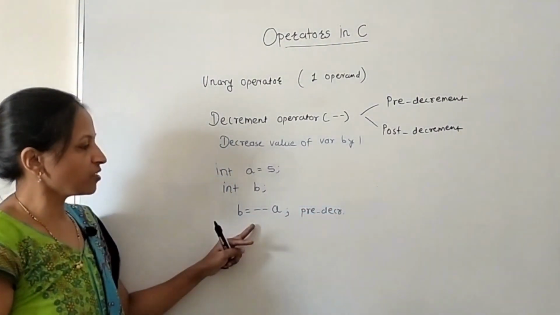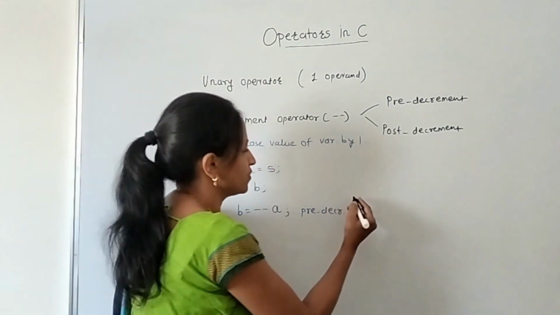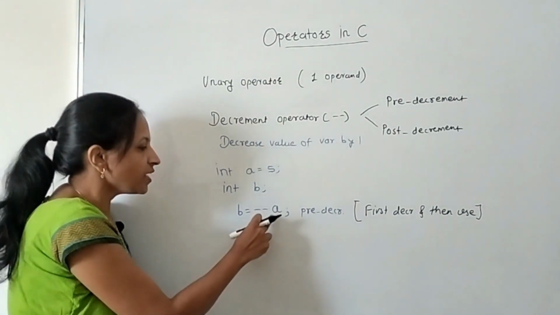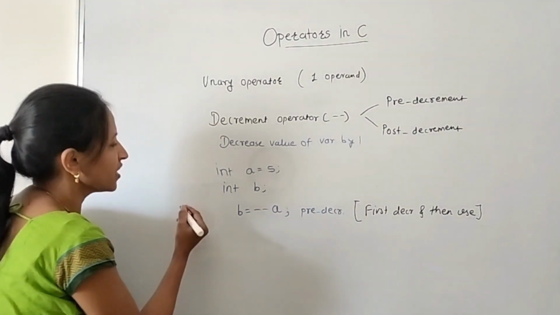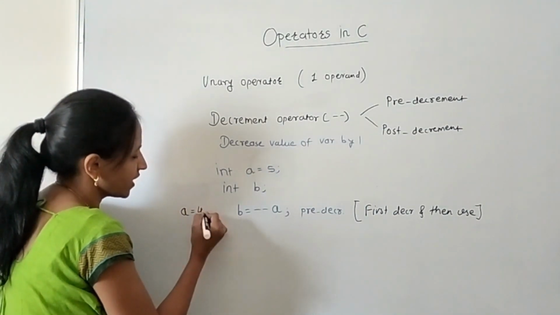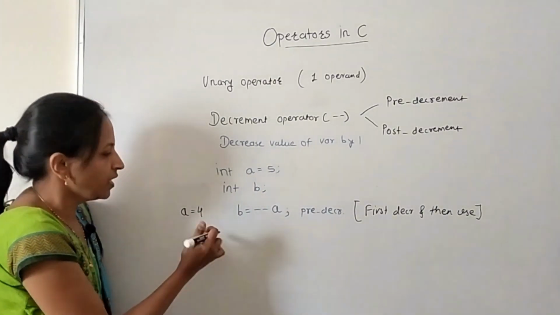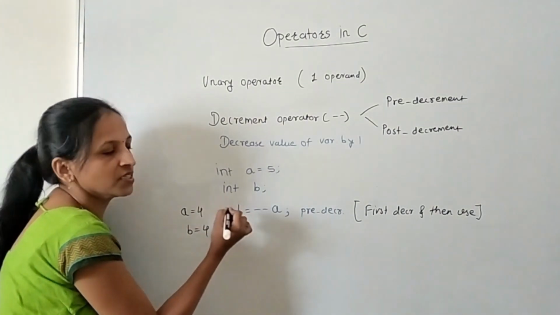Okay, what is the meaning of this? It is first decrement and then use. It means first decrement the value of a by 1 and then assign it to b. What is the value of a after execution of --a? It will be 4, and then that 4 value will get assigned to this b. So b will also become 4 after execution of this statement.